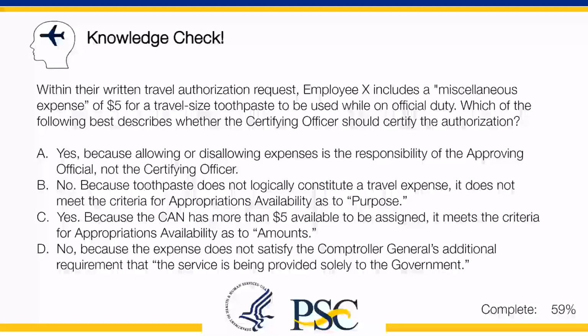A. Yes, because allowing or disallowing expenses is the responsibility of the approving official, not the certifying officer. B. No. Because toothpaste does not logically constitute a travel expense, it does not meet the criteria for appropriations availability as to purpose. C. Yes. Because the CAN has more than $5 available to be assigned, it meets the criteria for appropriations availability as to amounts. D. No, because the expense does not satisfy the Comptroller General's additional requirement that the service is being provided solely to the government. Pause the video, consider your response, and then resume to learn the correct answer.